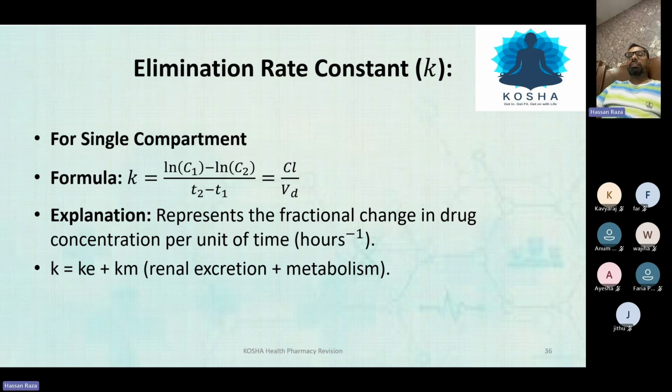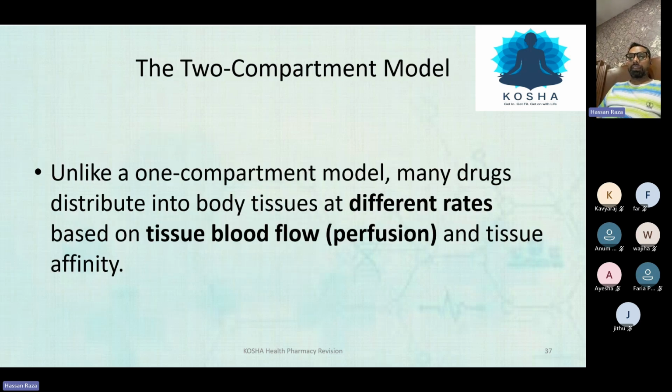So what we do is we basically put the concentration we have got from the lab in the denominator and take the natural log, and then minus it, and we put the time in the denominator, and then calculate the elimination rate constant. We will do this calculation in later slides.